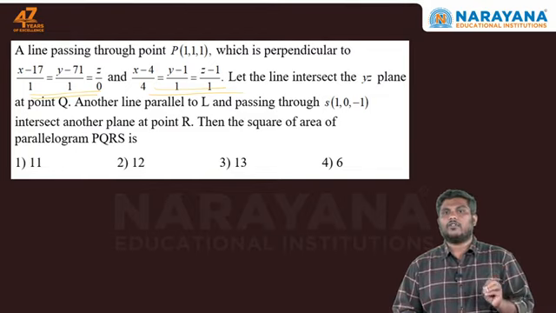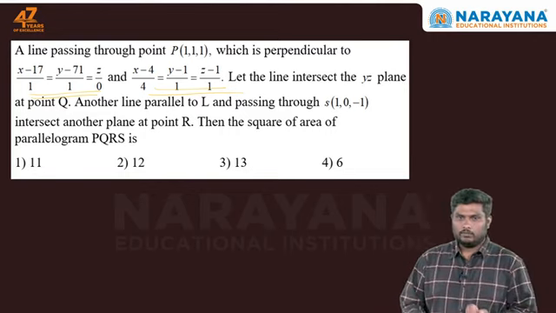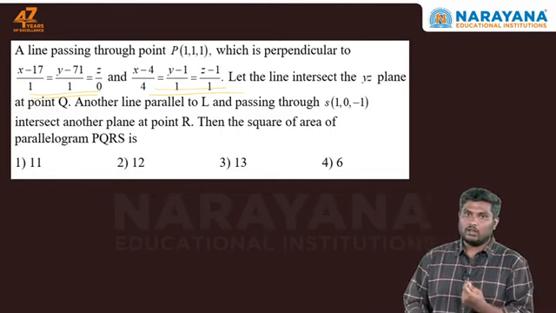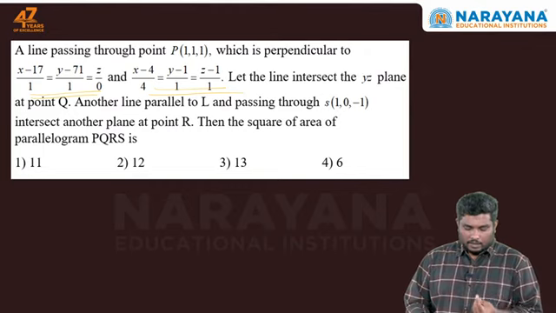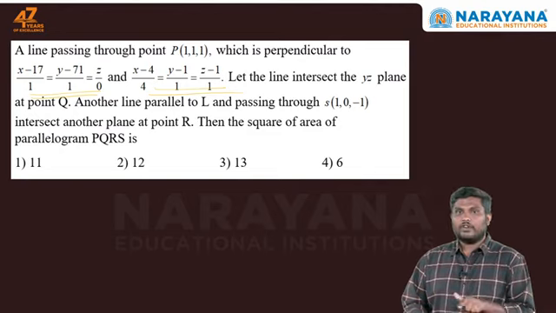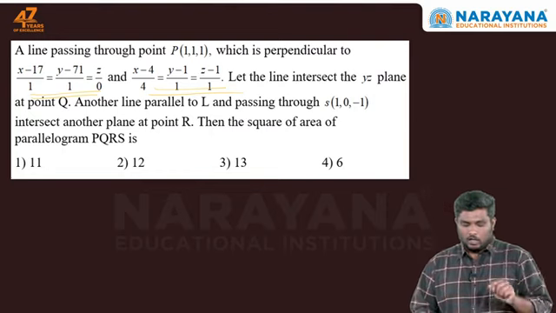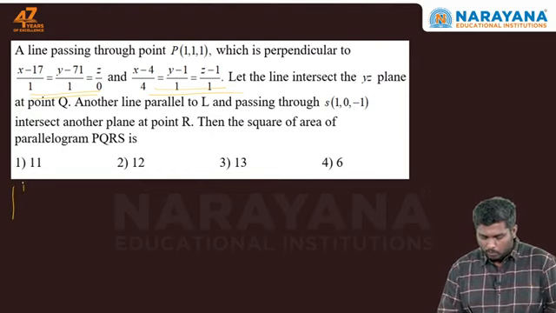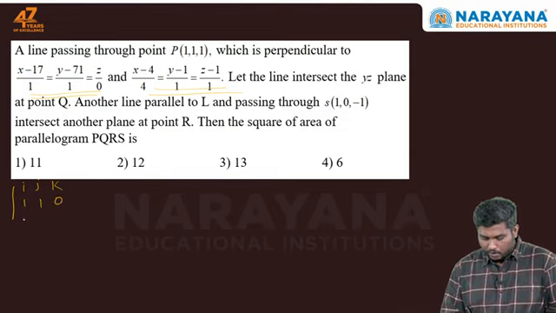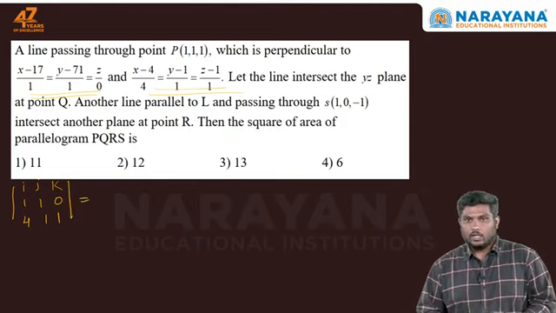Whenever you have to find the equation of a line in three-dimensional geometry, you need a point and the DRs of the direction of the line. For the DRs of a line perpendicular to both given lines, what do you have to do? Once again, a very fundamental concept: do the cross product of both vectors, i, j, k, 1, 1, 0 and 4, 1, 1. This will give me the DRs of the required line.